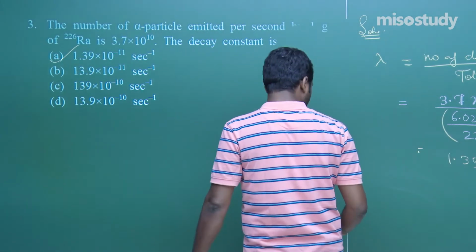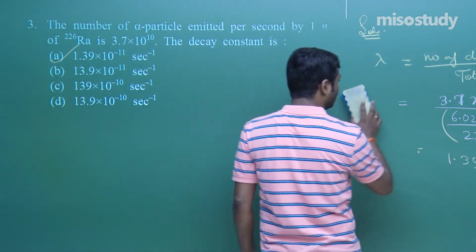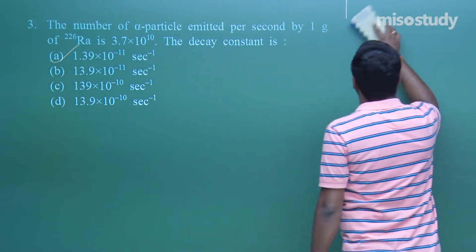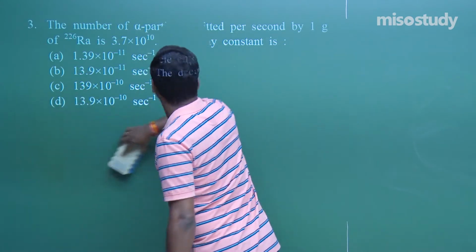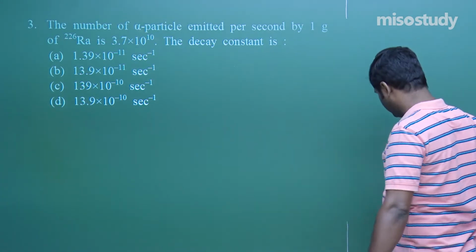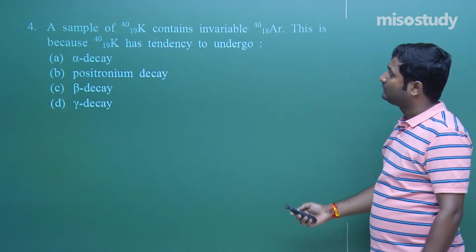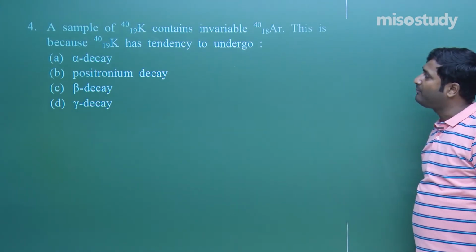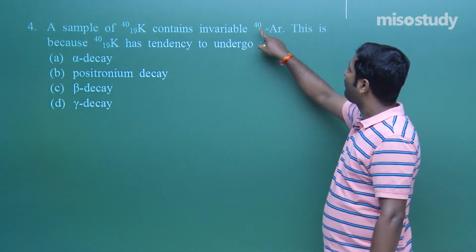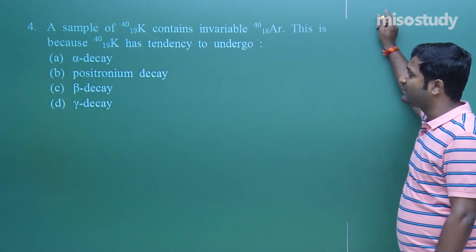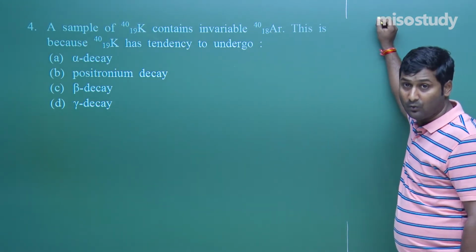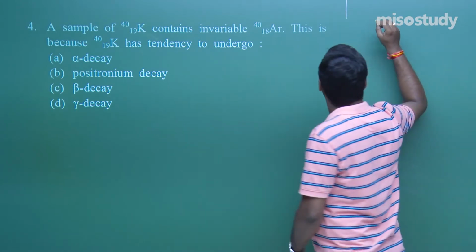Now I'm going to rub this part and we'll discuss the next one. Wait for a moment. Now, question number 4. A sample of 19K40 contains invariably 18Ar40. This is because 19K40 has a tendency to undergo which one?